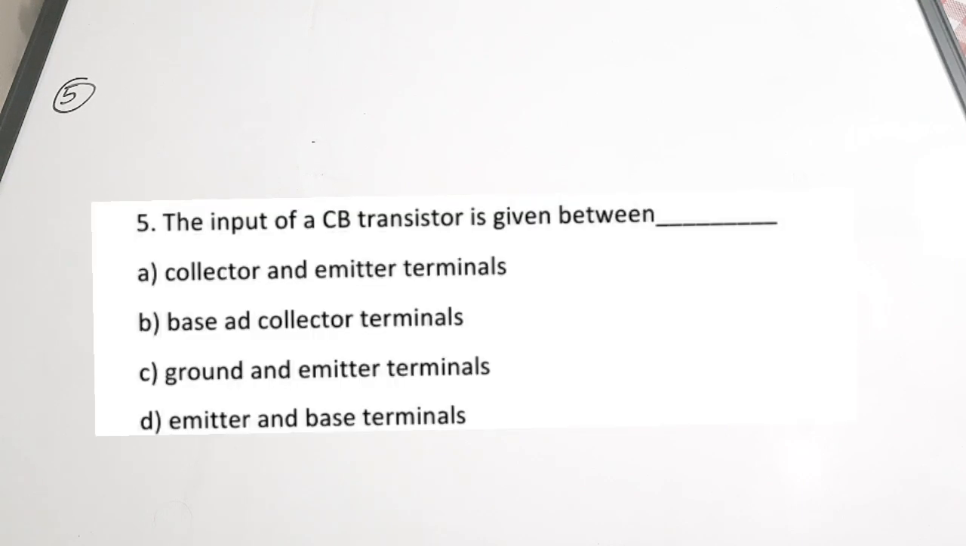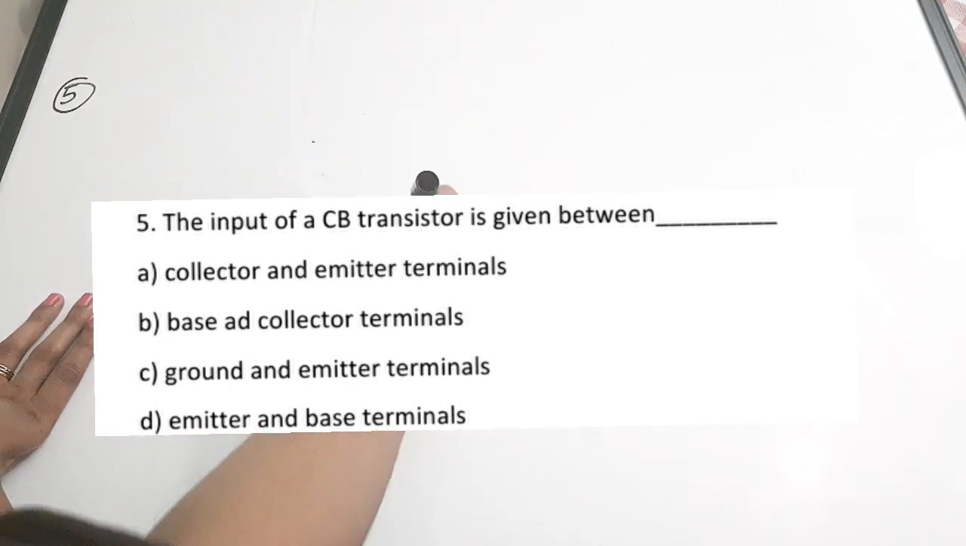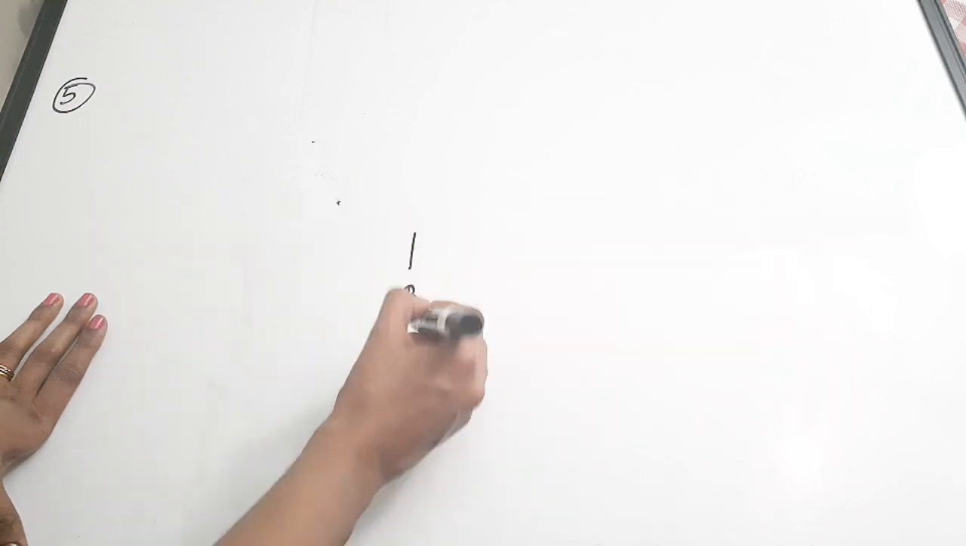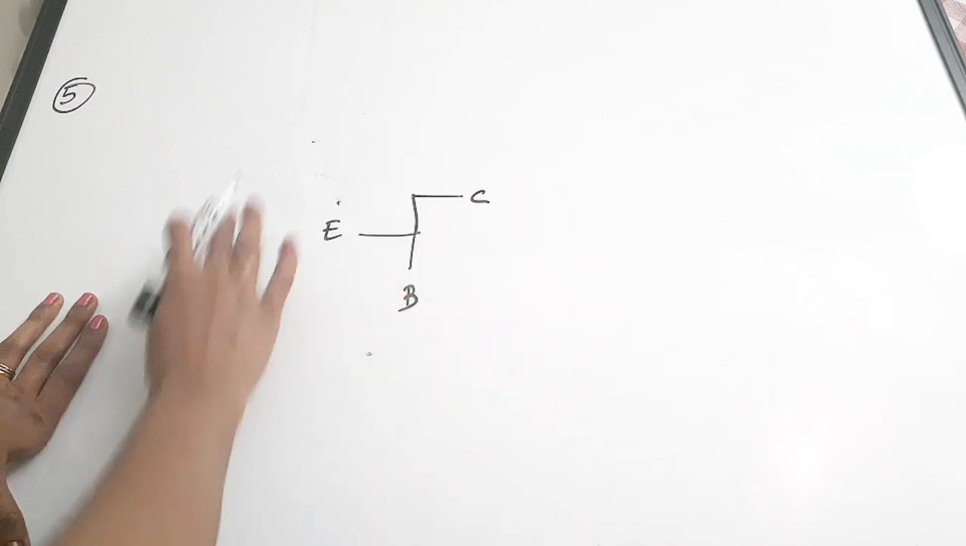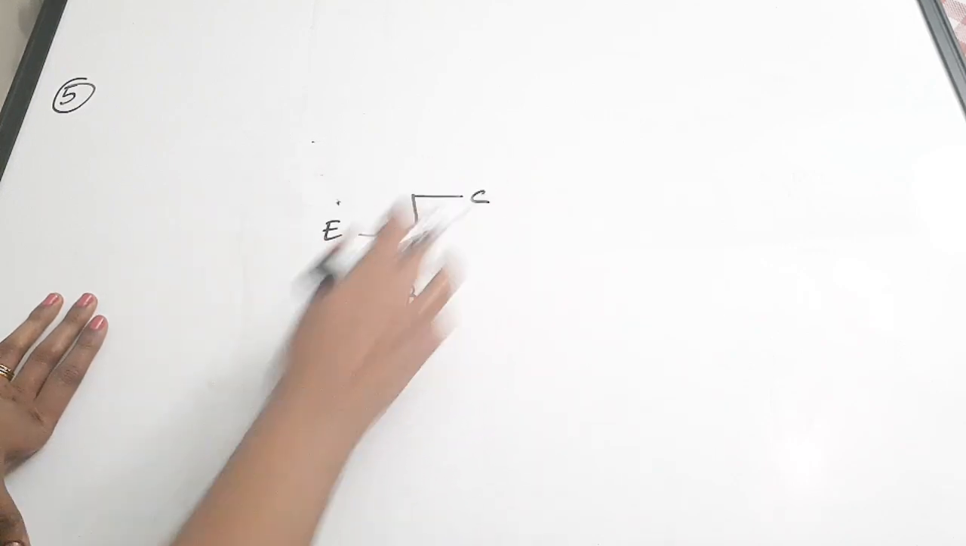So the fifth question is, the input of a common base transistor is given between dash. Common base transistor, where we are going to give the input. A, collector and emitter terminal; B, base and collector terminal; C, ground and emitter terminal; D, emitter and base terminal. Okay, so this is a common base. So this is the base. Base is common. Input is going to be applied to emitter, or input terminal we say it is emitter. Collector is the output terminal.